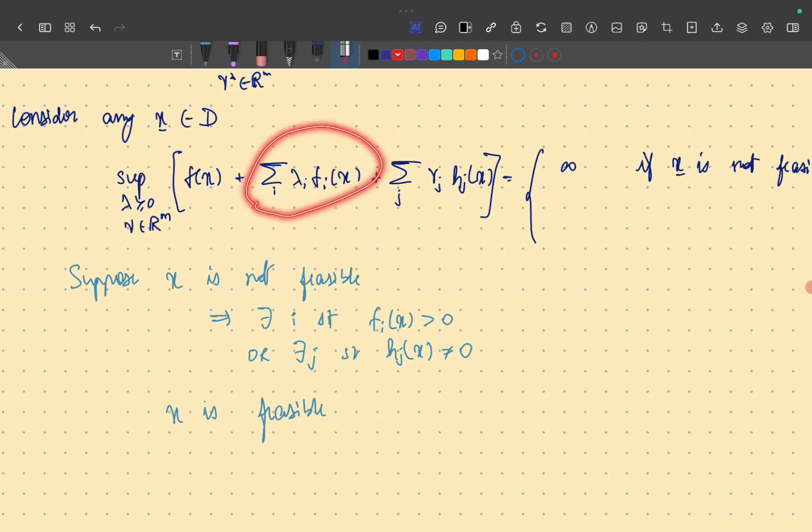And this is the only quantity that depends on lambda. What is the maximum over all lambda greater than or equal to 0 of this? It's equal to 0, right? Because it's possible to have some of the lambda i's be non-zero and these terms be strictly negative. So the maximum of this, or the supremum of this whole quantity over all lambda greater than or equal to 0, is just f of x.